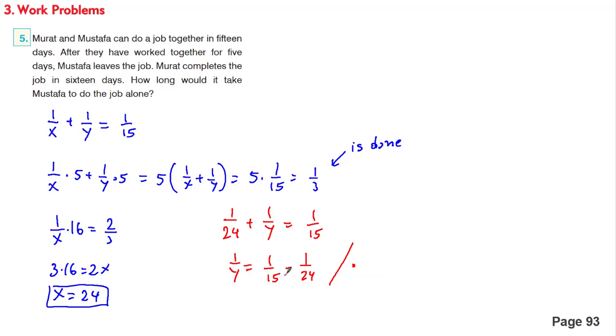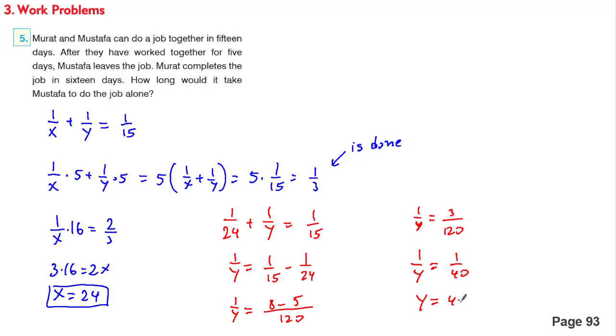All right, let's add the fractions. It's the same, but maybe less writing. So I think 120 divided by 15 is 8, minus 5. So we get 1 over y is 3 over 120. We can simplify. 1 over y is 1 over 40. So Mustafa will do the job in 40 days alone.